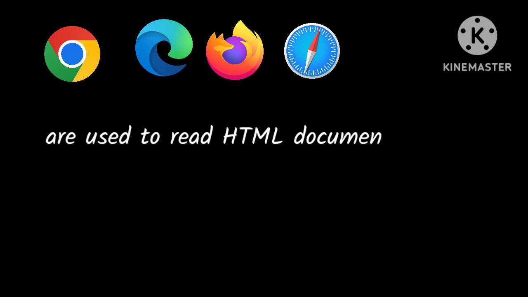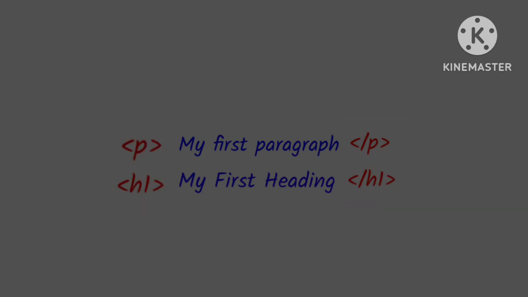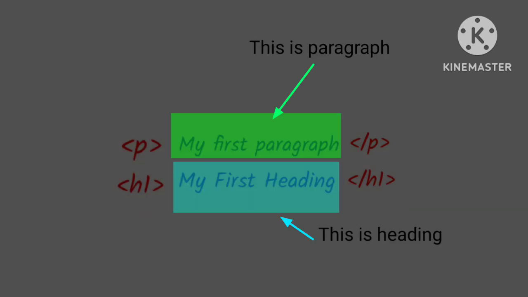A web browser like Chrome, Edge, Firefox, or Safari is used to read HTML documents and display them correctly. A browser does not display the HTML tags, but uses them to determine how to display the document. We are now going to write our first web page.